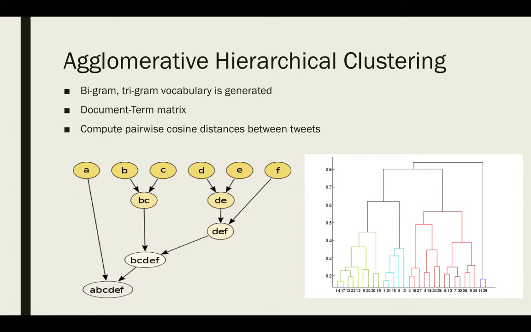A document term matrix is then generated. The terms are bigrams and trigrams. With this term vector representation of each tweet, we first compute pairwise cosine distances between all the tweets in the corpus. Agglomerative hierarchical clustering is then done based on these distances which were computed. In this step, each tweet is initially considered a cluster on its own. In the first step, the two closest clusters are combined into one. We are now left with n-1 clusters if we had initially started with n clusters. So this process is repeated n times until we get one big cluster that includes all the tweets.